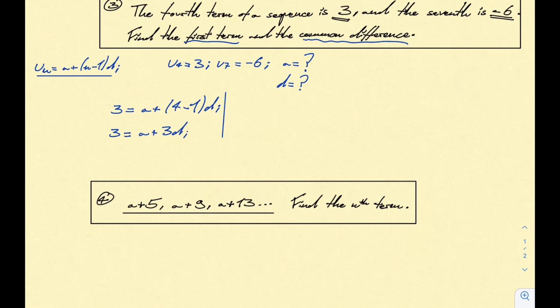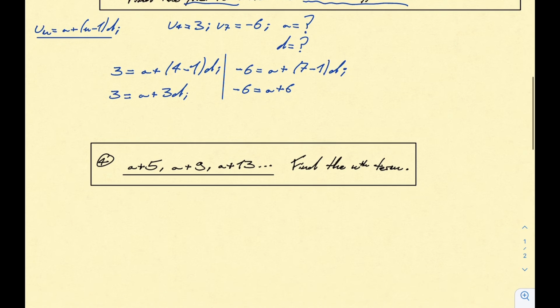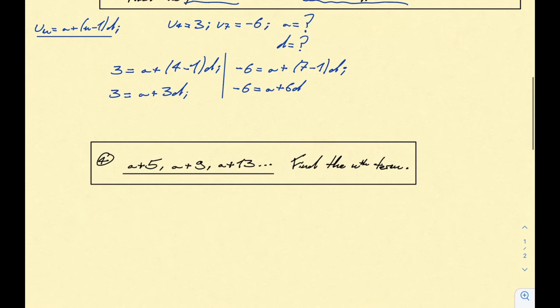Now, our second equation will be with this seventh term. So we know that u7, which is equal to minus 6, equals a, we don't know a, plus n minus 1, so 7 minus 1, because it's the seventh term, seventh position, and so we know that minus 6 equals a plus 6d. Great. So now we've got two equations, and we've got these two unknown values, a and d.